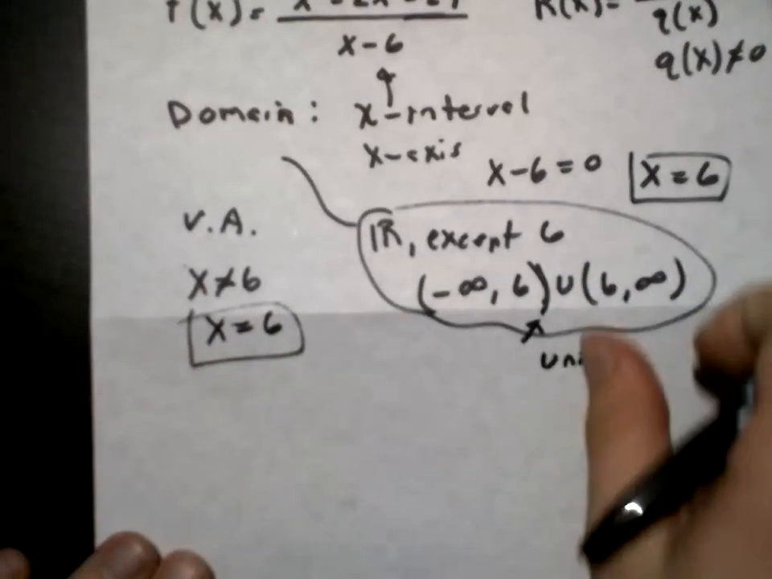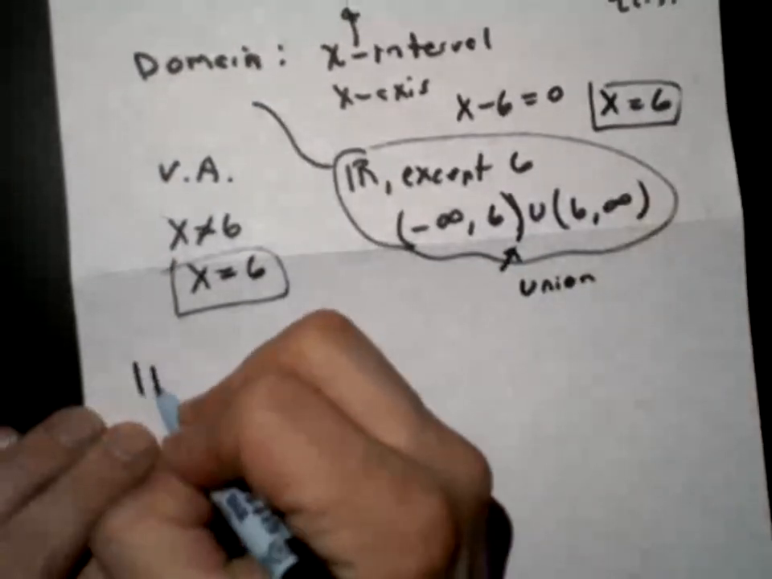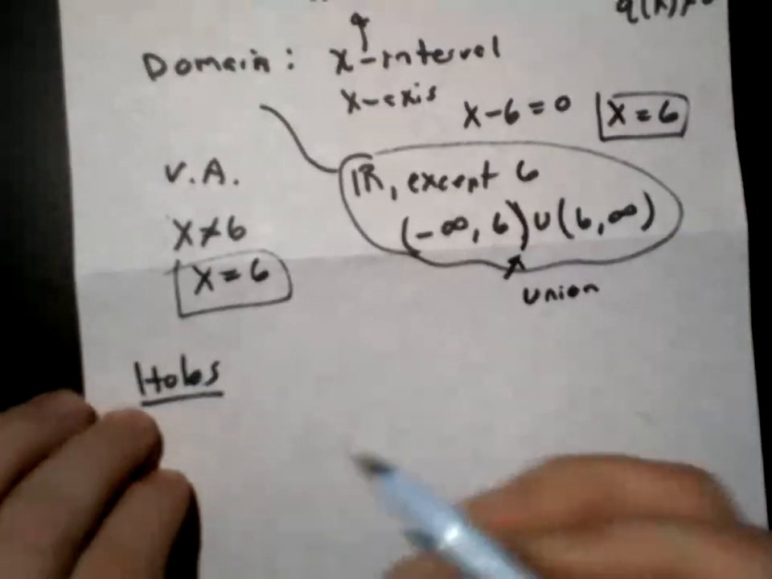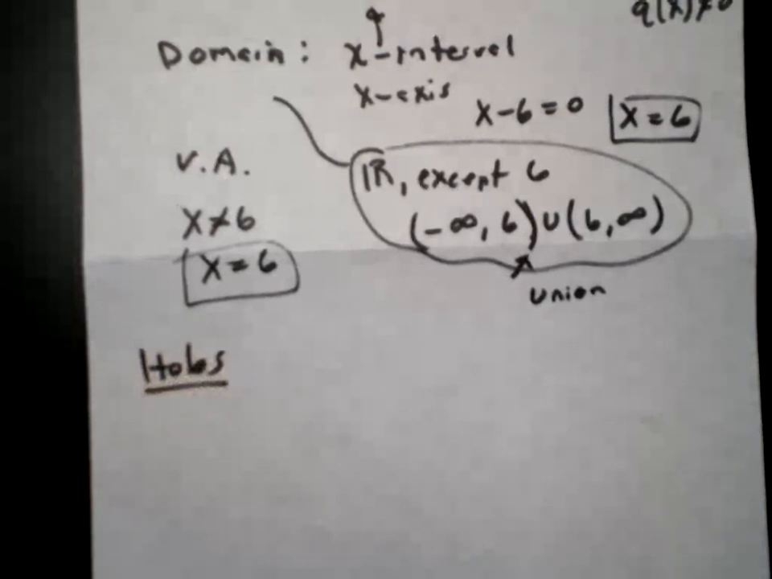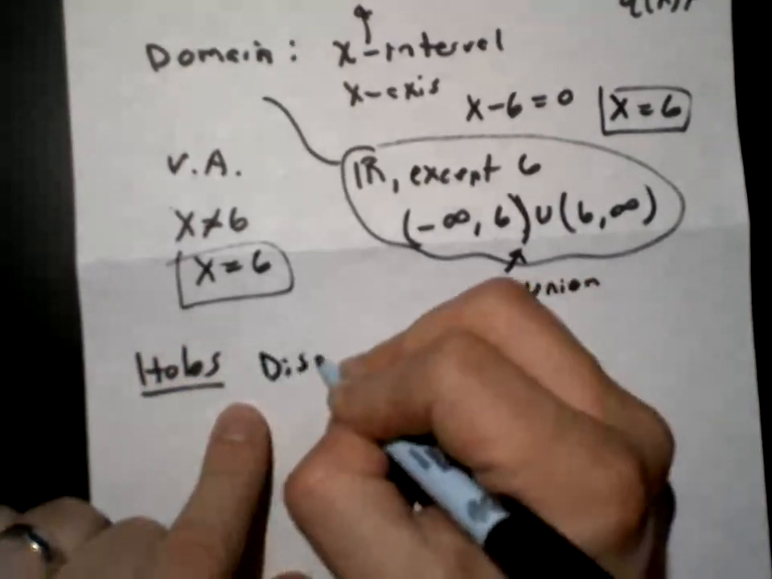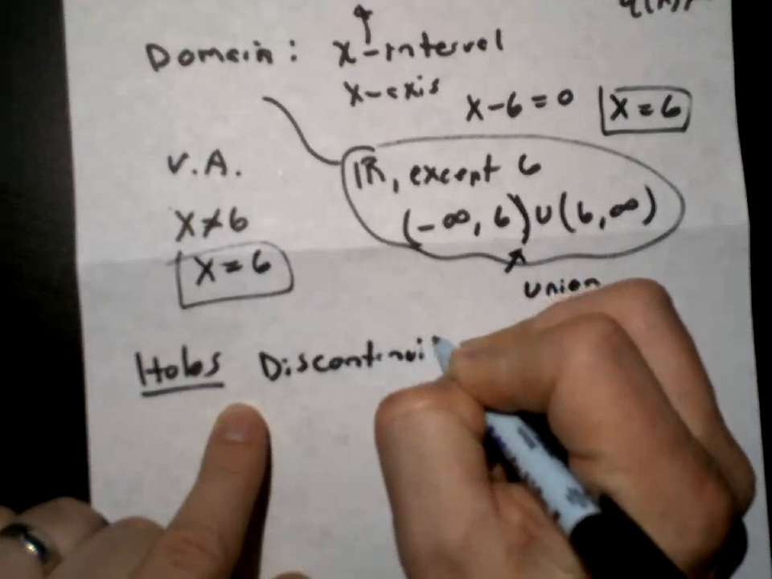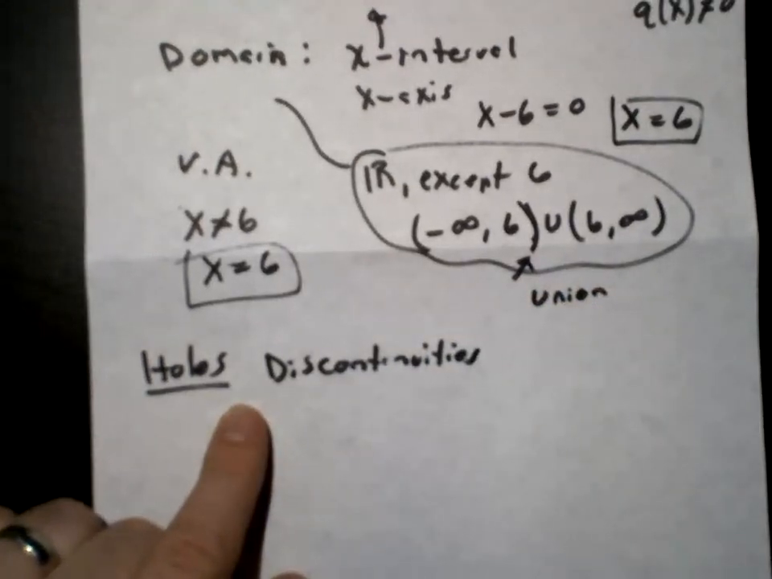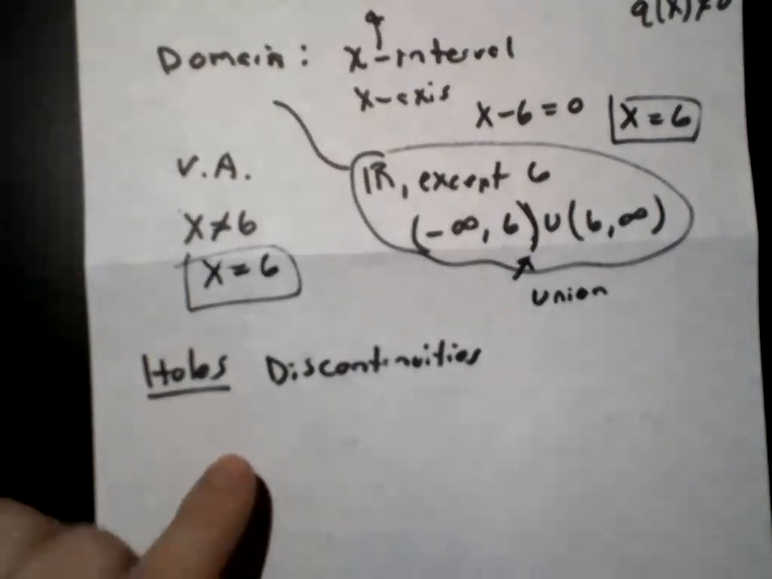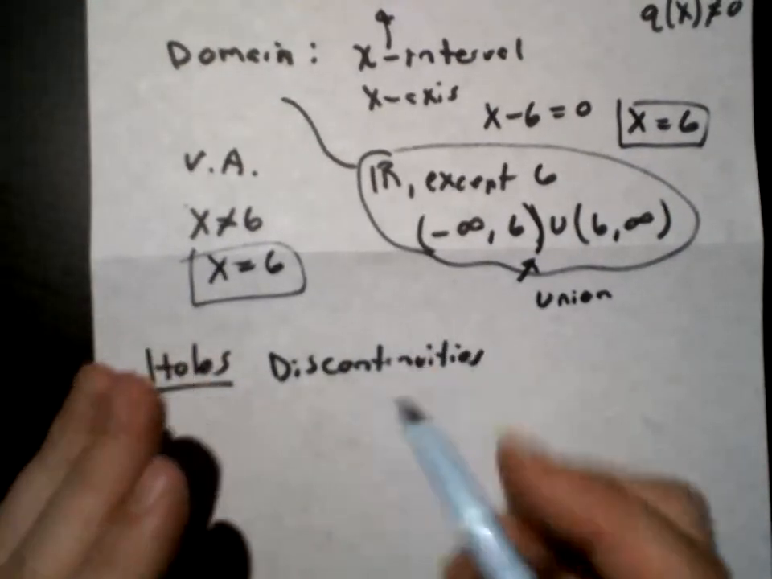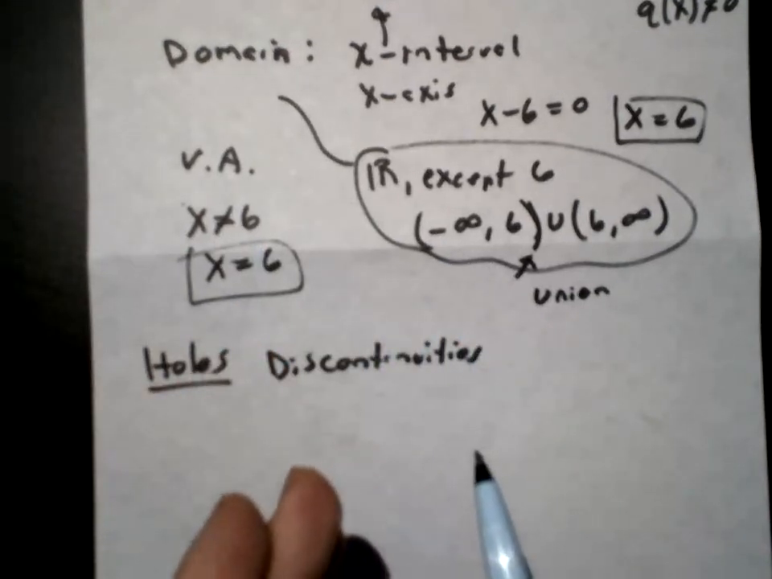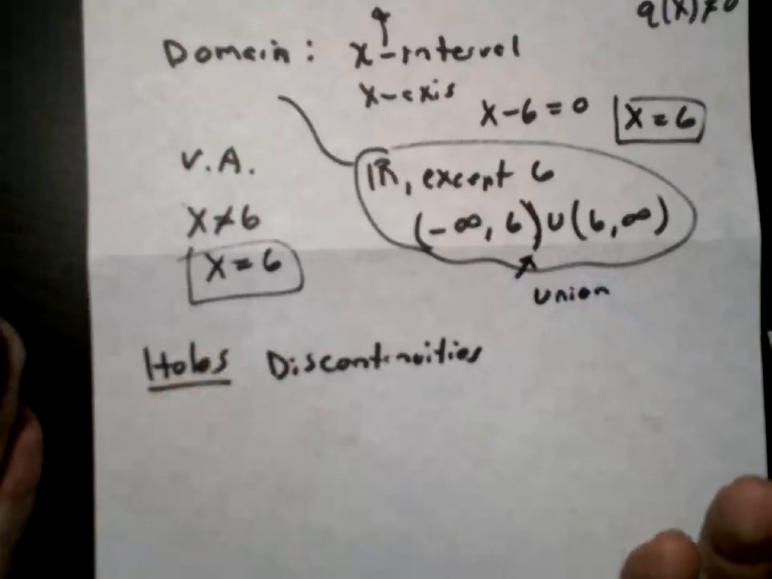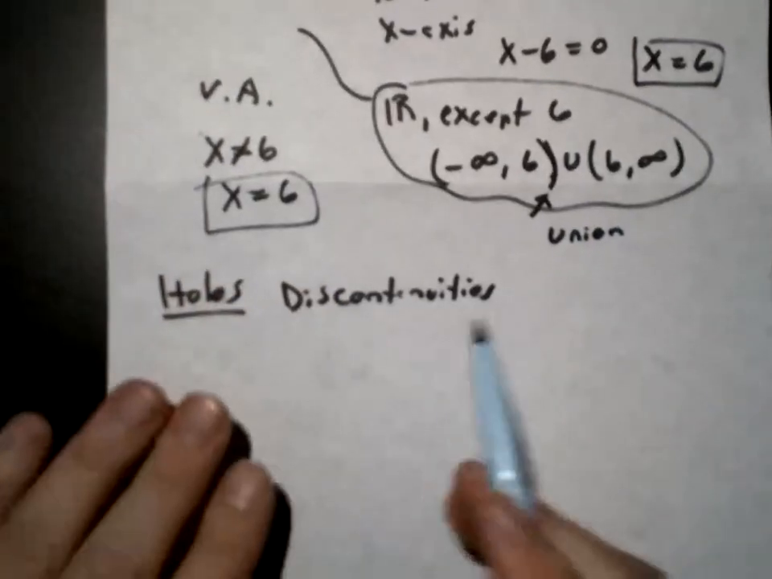So let's go ahead and do some more here. Why don't we go through maybe some holes? Now, when I say holes, I should be a little bit more sophisticated on this. I should say discontinuities, because that's what you're looking at. The discontinuities tell you more about this. So the discontinuities say, do I have some kind of issue? That's what this means.